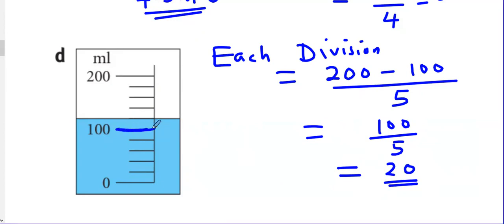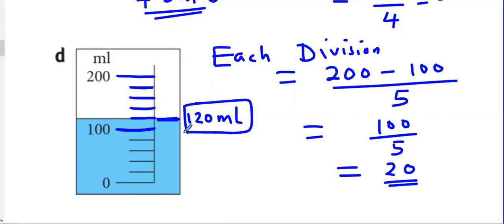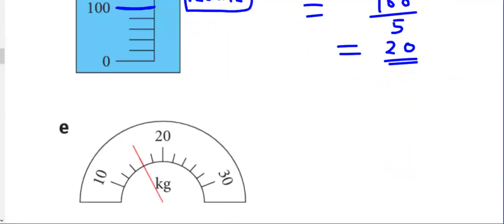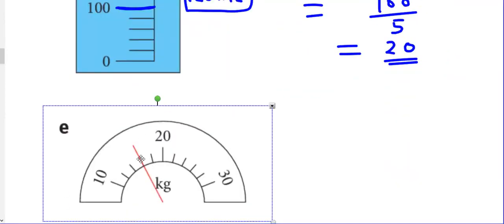So this is 100 already. This will be 120, 140, 160, 180, 200. So what is the water reading here? This water reading is 120. So write 120 milliliters. This is your answer. See that? If you got it correct, you can put your tick, and then you're good to go for part E.